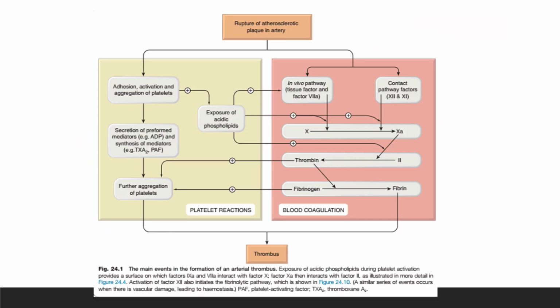So this slide is just to summarize the formation of thrombus when there's a rupture of the plug, which leads to bleeding and accumulation of the factors. Platelet aggregation starts taking place and the intrinsic and extrinsic pathways of coagulation also get activated, and both of these play a role in forming the thrombus.